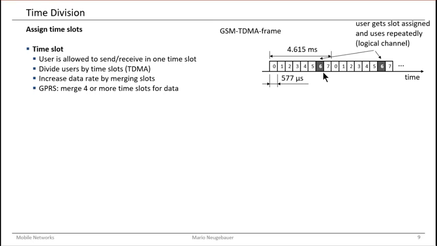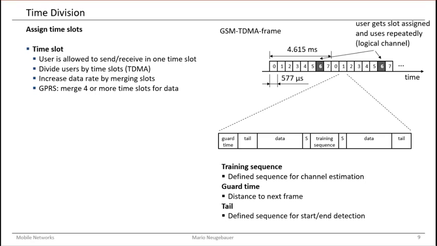The TDMA-frame is repeated every 4.615 milliseconds. So many times in 1 second this frame is transported, and within one frame there are 8 time slots, with each time slot 577 microseconds long. In each of these time slots are the so-called bursts, and each burst has to have a certain packet structure, a certain timing structure.